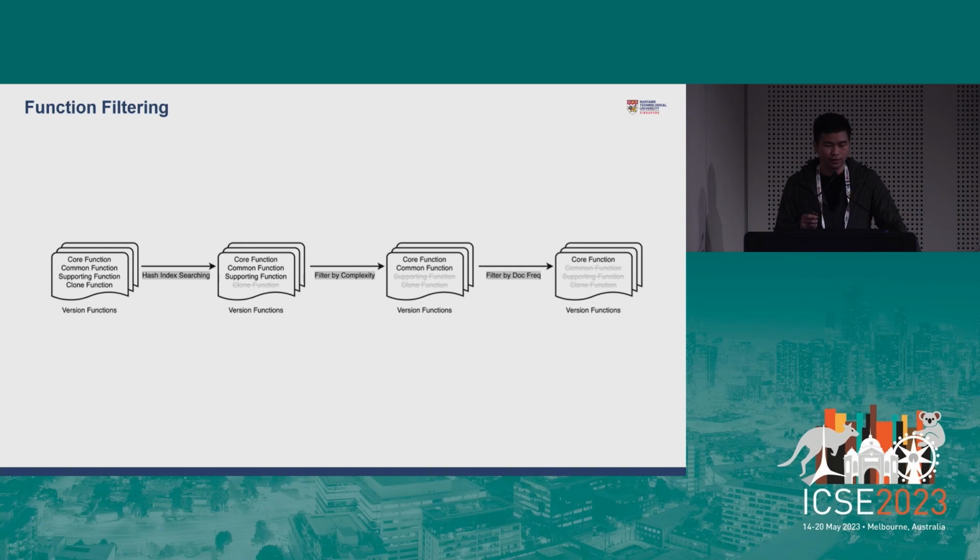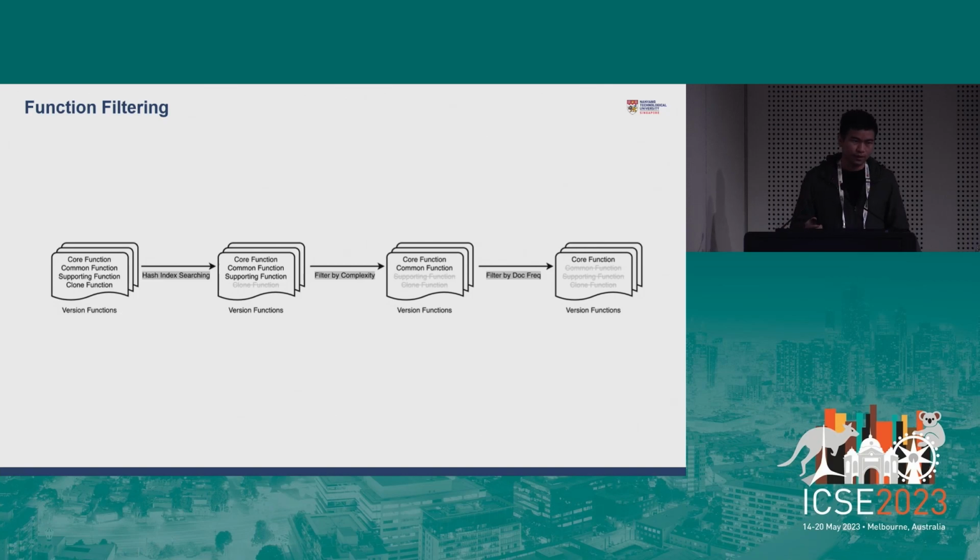For the other two types, the supporting functions, as we mentioned before, have very low code complexity. For code complexity, we use the maintainability index to measure it. Those with a high maintainability index have low complexity. We will filter the supporting functions by this aspect. And the common functions may share similar code complexity with the core functions.